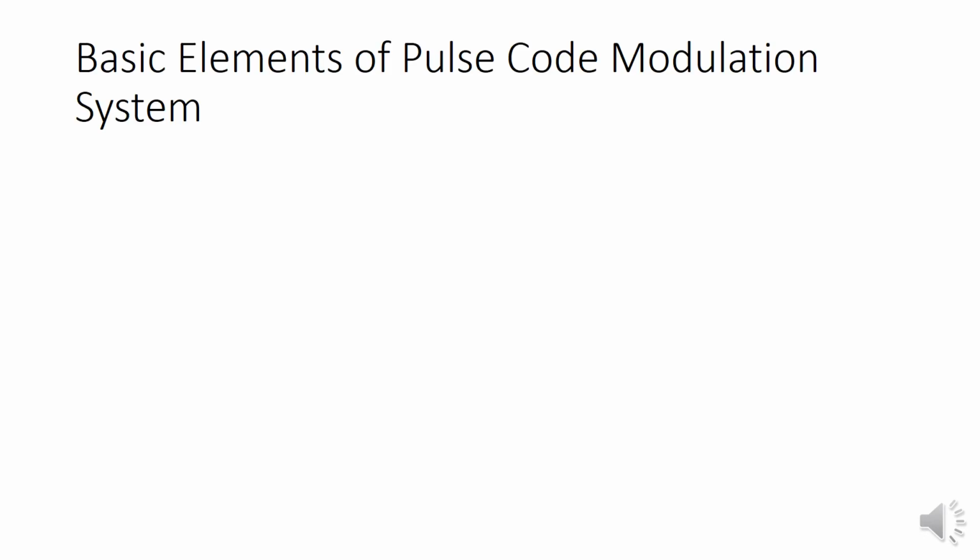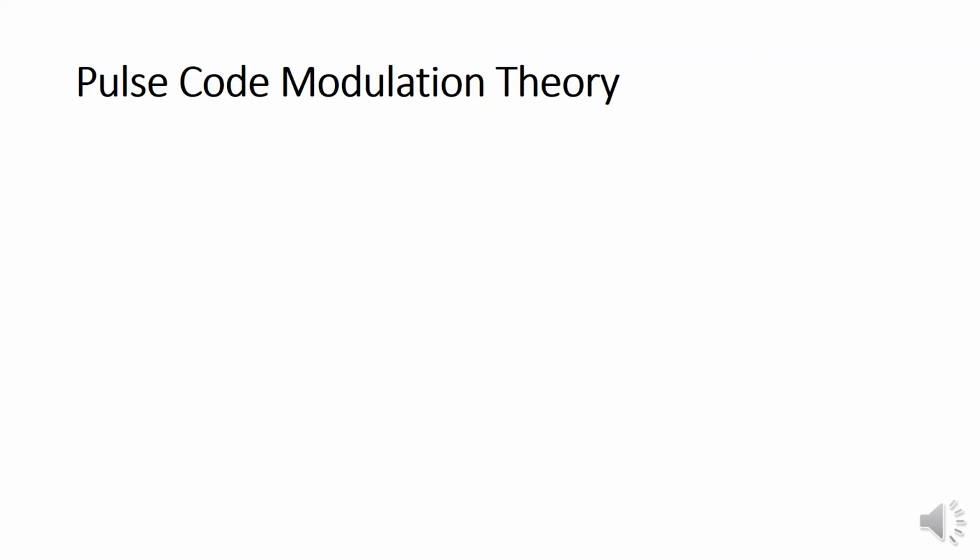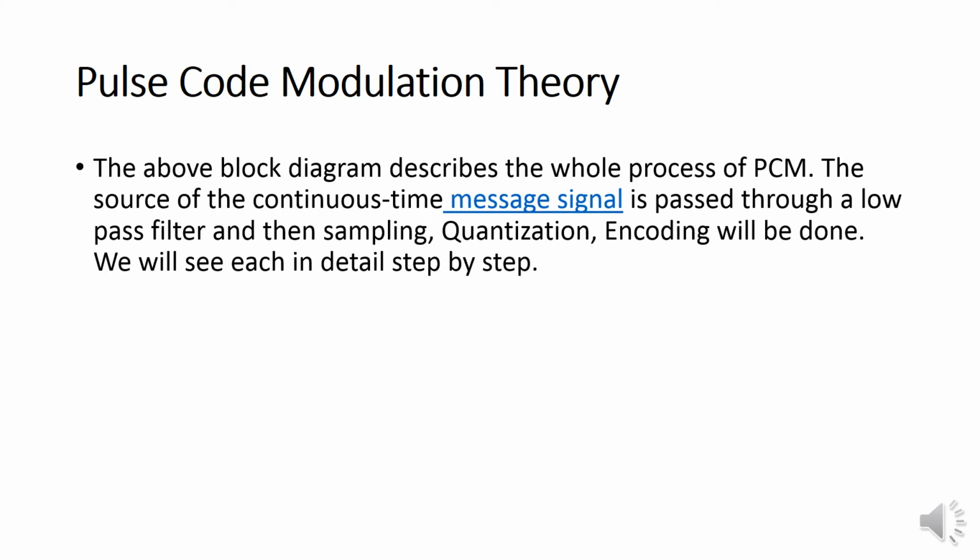So, the basic elements of a pulse code modulation system. The first block is the transmitter block, the second block is the transmission path, and the third block is the receiver block. Now we are going to discuss these. The above block diagram describes the whole process of PCM.